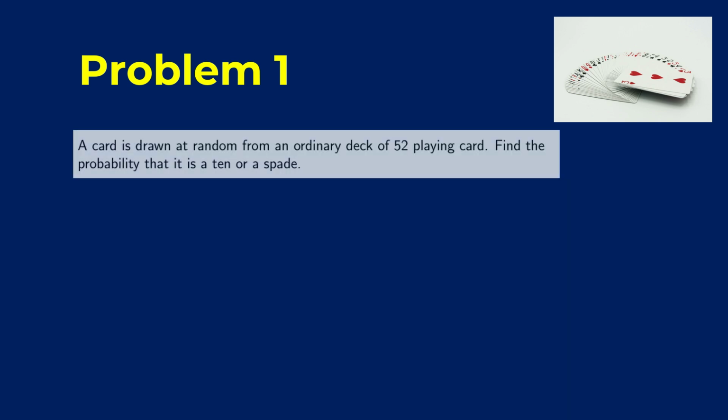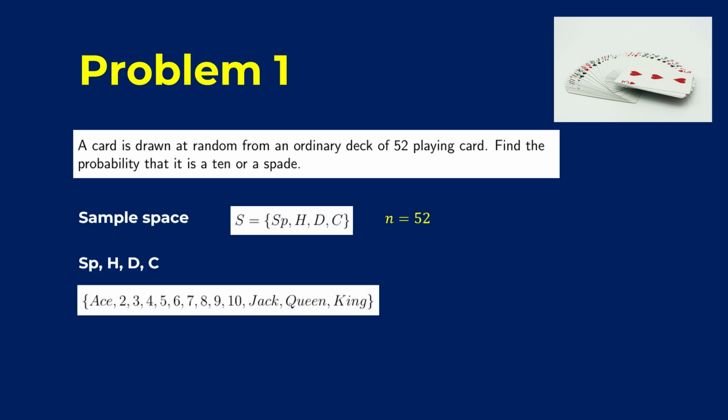Now let's change our problem a bit. We are still interested in knowing what card is drawn, but now we want to find the probability that it is a 10 or a spade. Again, our sample space consists of 52 cards, and the event in this case is that the drawn card is a 10 or a spade.